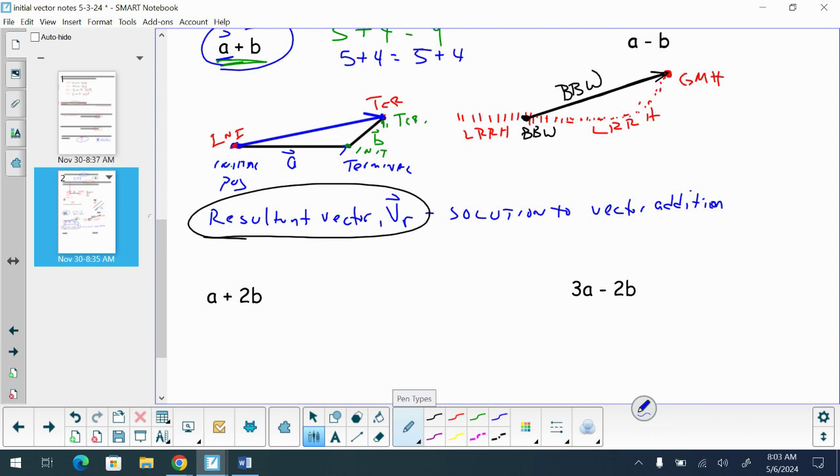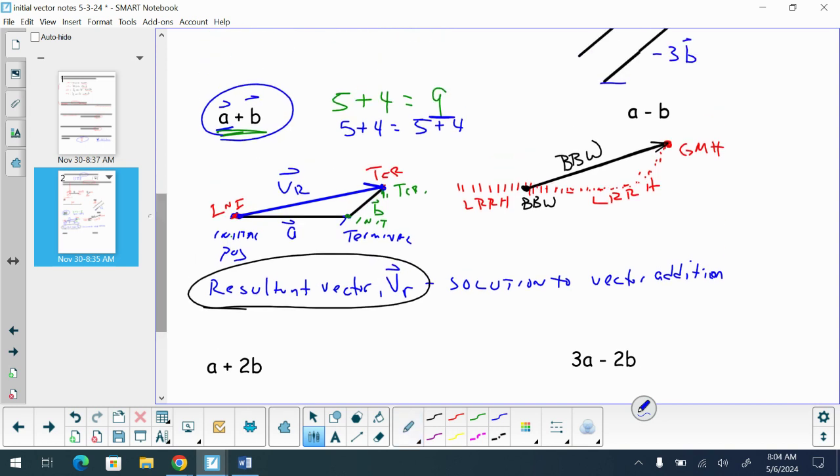This here is your resultant vector. Victor? This is the value of 9. If you don't draw that in, you're saying 5 plus 4 is equal to 5 plus 4. You're not giving me a result. So you need to show the resultant vector in there, Victor, to be able to get a correct solution.